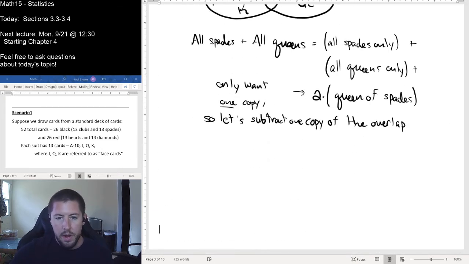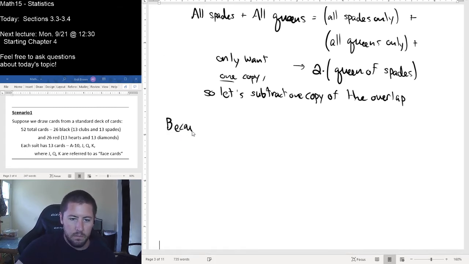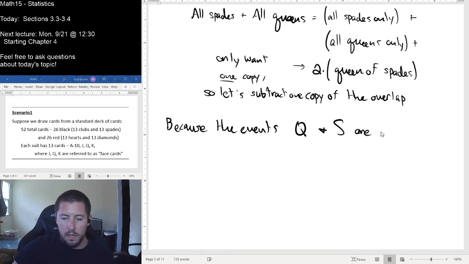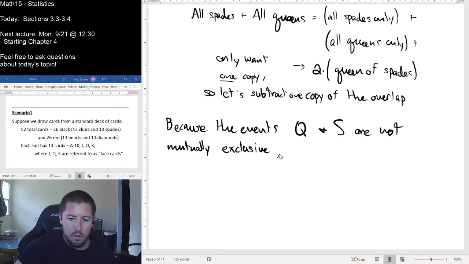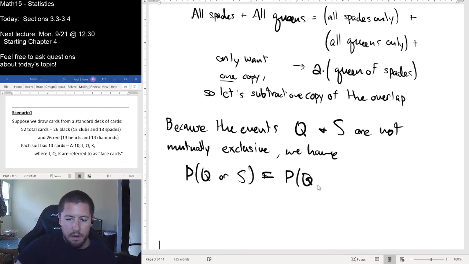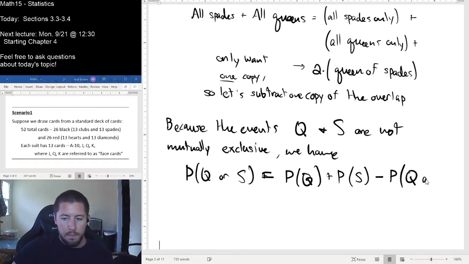So what it seems to me we should be doing now is, because the events Q and S are not mutually exclusive, the probability of a queen or a spade is: we want all of the probability of getting a queen, that gets all of our queen stuff. We want to add all the probability of getting any spade, that's all of our spade stuff. But if we've done that, we've double counted anything that's in the overlap. So we don't want to double count it, we just want to single count it. So let's remove 1 copy of the stuff in the overlap, all the things that are both a queen and a spade, which in this case is just the queen of spades. So I think I can compute this probability now.